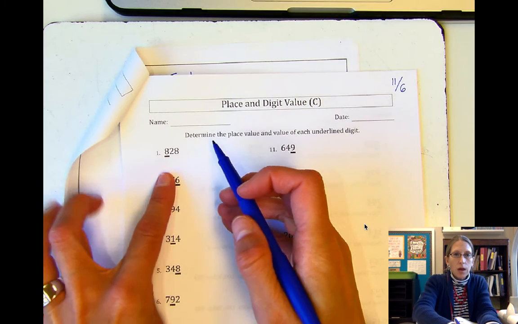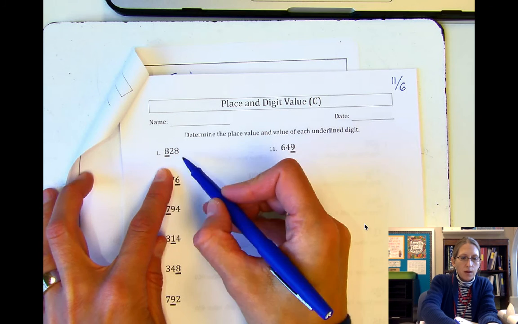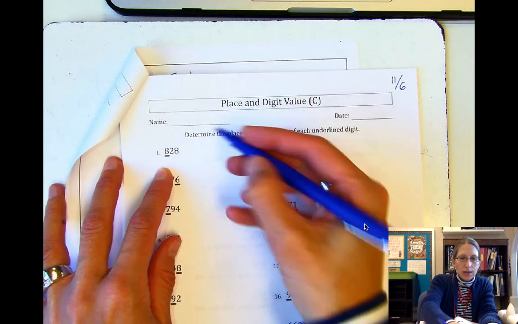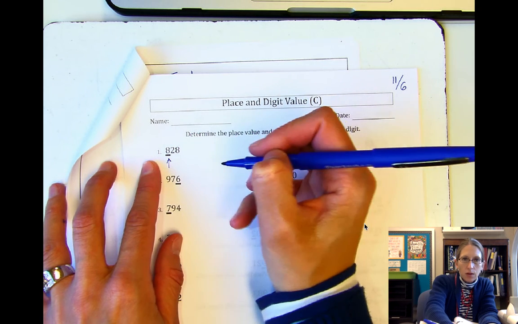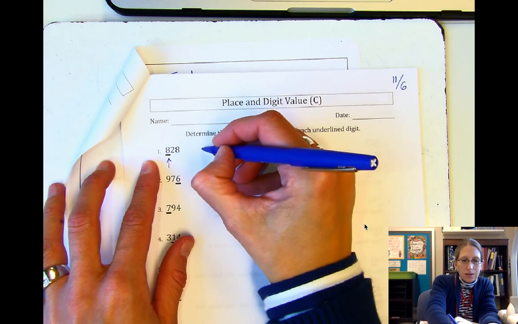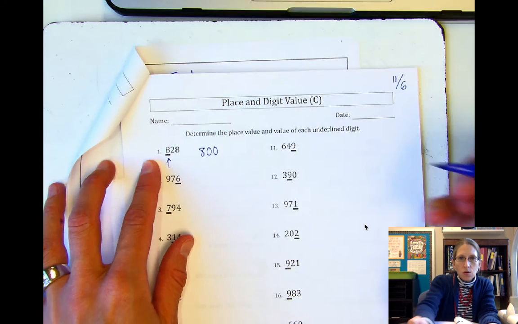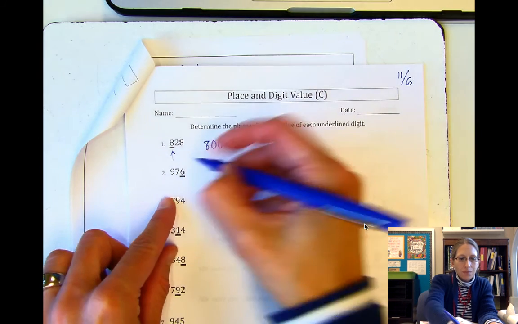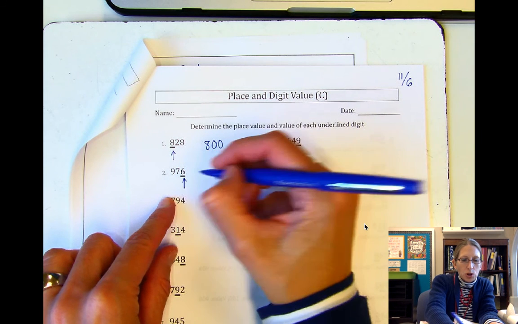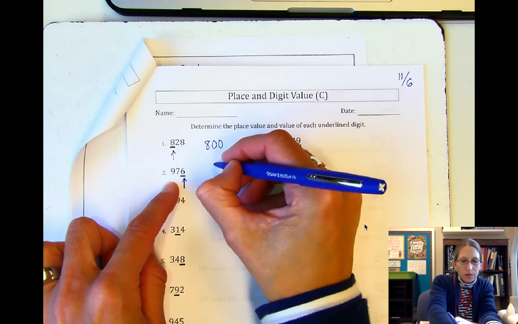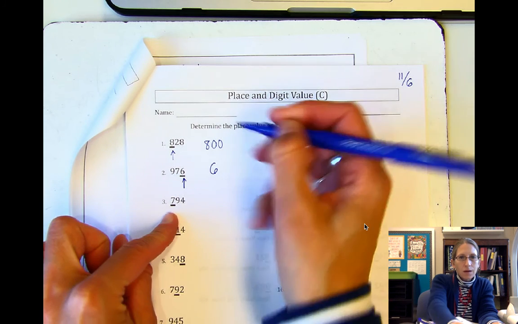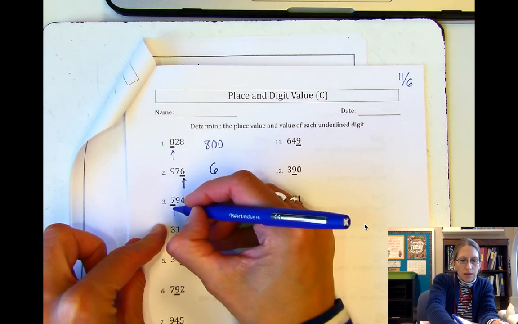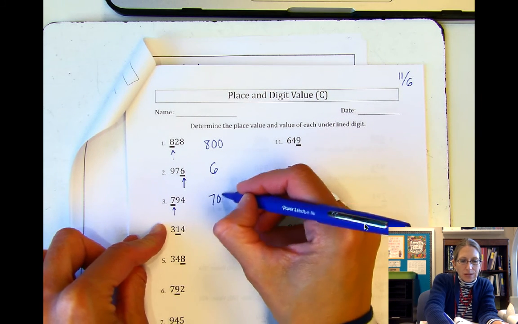So here we have 828. And the 8 is underlined. And we know that that 8 is in the hundreds place. So that stands for 800. For number 2, that 6 is in the ones place, so that stands for 6. This one, that 7 is in our hundreds place, that means 700.